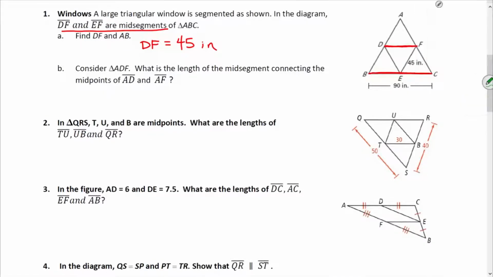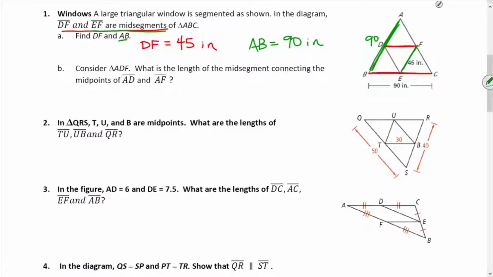The next question is to find AB. AB is right here. That's not a midsegment, but it's parallel to EF, and they said that EF is a midsegment. So these are parallel, and I know that EF is half of AB. If it's half of AB, then I double that and find that this is 90. So AB is 90 inches long, so that when I take half, I get the 45 that I see in EF.